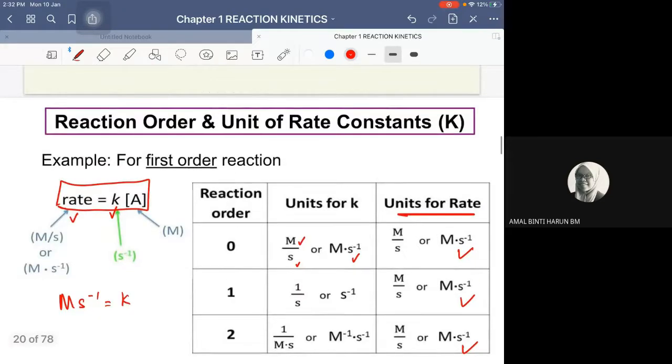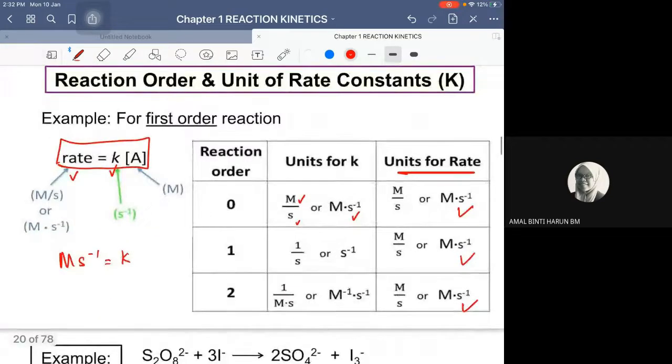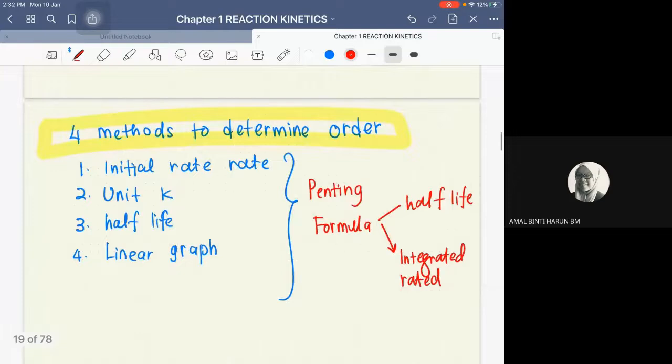Nanti lah yang ni. Ni first order. Okay. Sorry. Ampunkan saya. Okay, ni unit K kan?